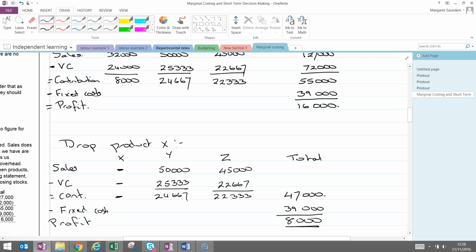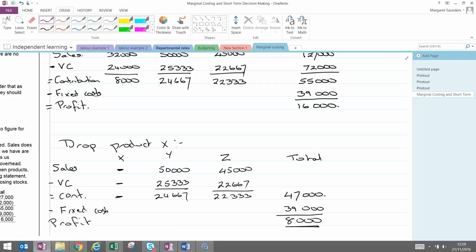And the reason for this, as I hope you can see, is that our fixed costs are not going to change. So irrespective of whether we produce product X or not, in the short term, and remember this is short-term decision making, in the short term our fixed costs are still going to be £39,000. And just a reminder, fixed costs, things like the rent, rates, heat, light, insurances, salaries, they are not going to change in the short term. So therefore, by dropping product X, we are not making as much contribution towards those fixed costs, and so our profit falls.